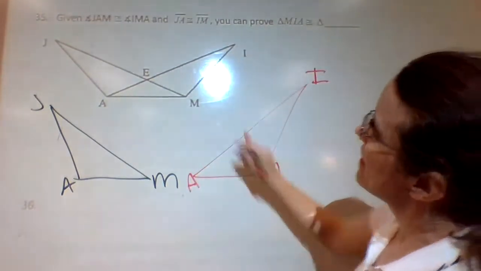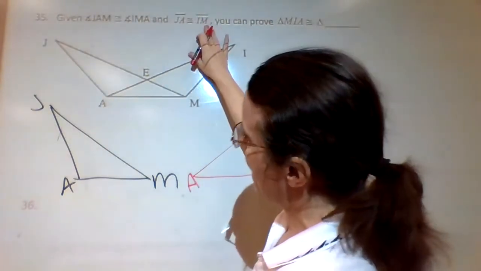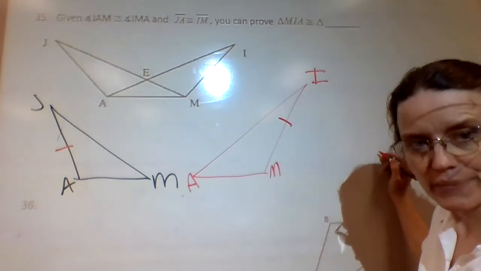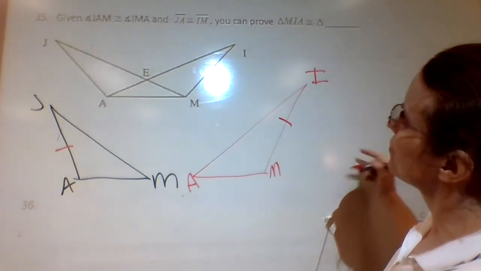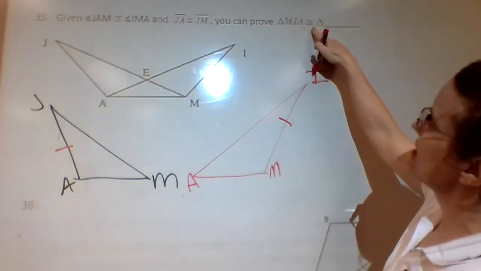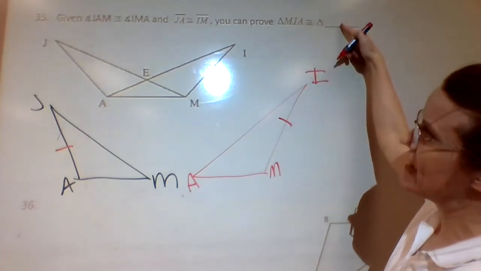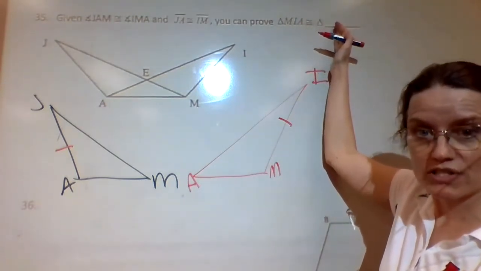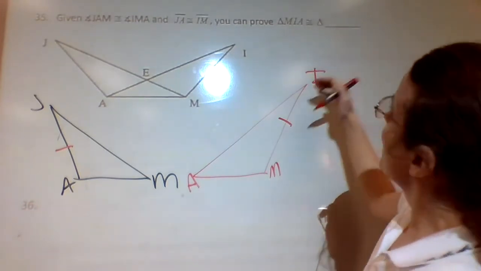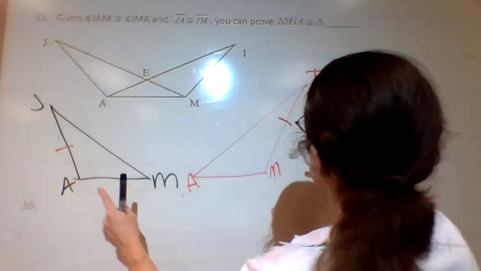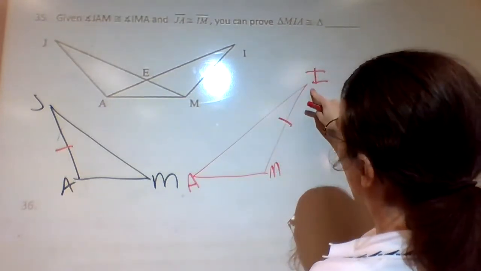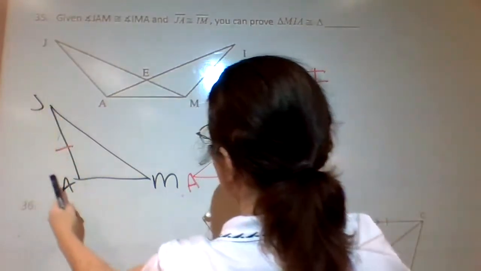So I've got I-M-A. And they tell me that segment JA is congruent to segment IM. So that's what I know. I want to prove that triangle MIA is, you can prove that triangle MIA is congruent to what? Well, that just means you have to find which parts correspond, okay? And so if I want these to be corresponding, I've got M and I corresponds to J and A.